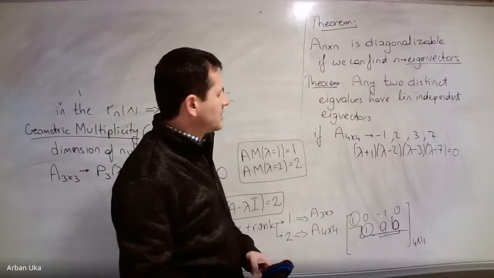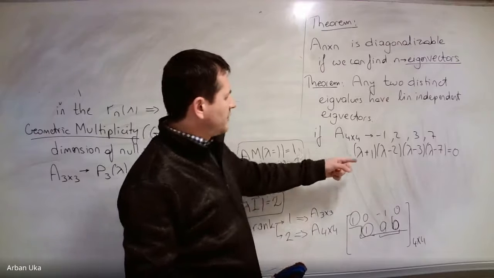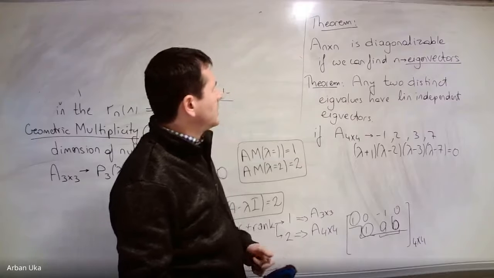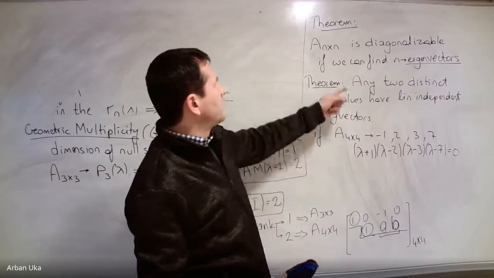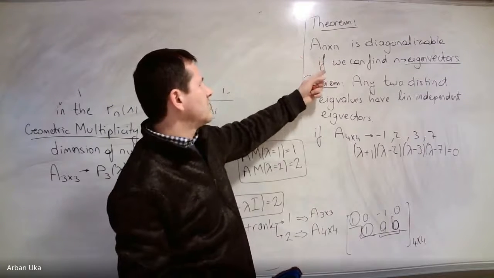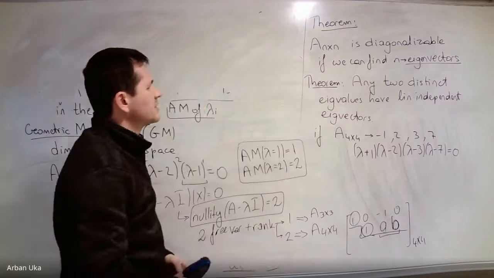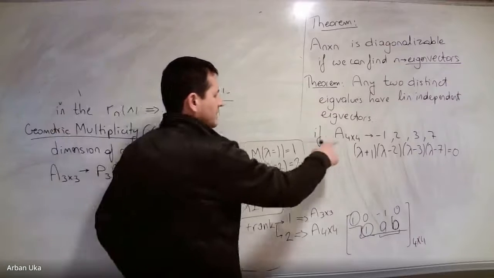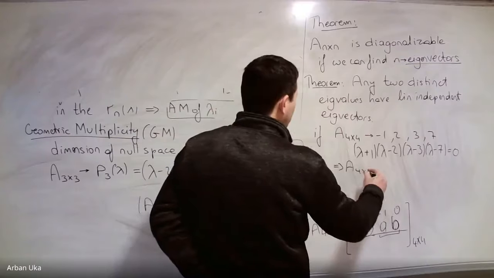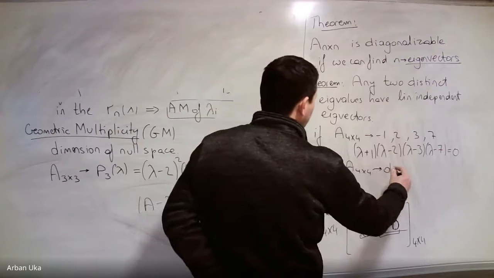But since they are distinct from each other, that means that we can come up with 4 different eigenvectors, all independent. That means that we have 4 eigenvectors for a matrix which is 4 by 4. Then this means that this will be diagonalizable. So given these examples, then we say that A 4 by 4 is diagonalizable.